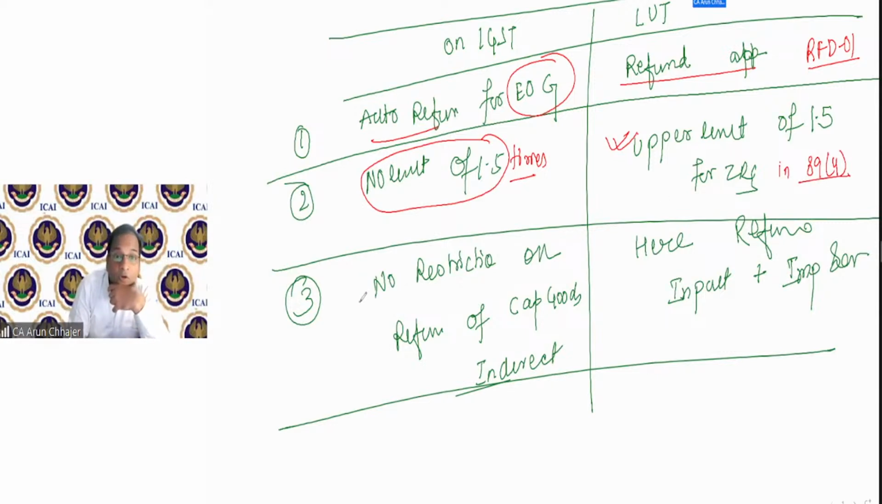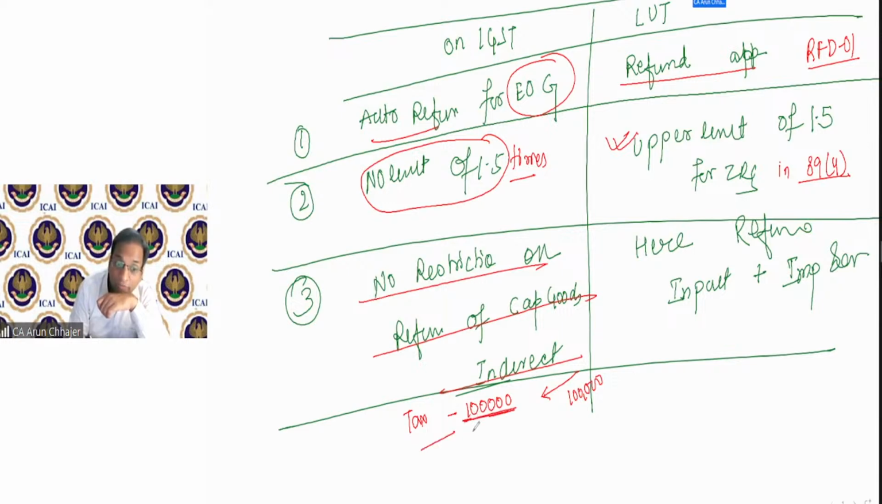And no restriction on refund of capital goods indirectly. It means you remember that we have paid taxes of 1 lakh rupees and we have received the refund of the entire 1 lakh. You remember that the 1 lakh I made through ITC of 90,000 and 10,000 in cash.